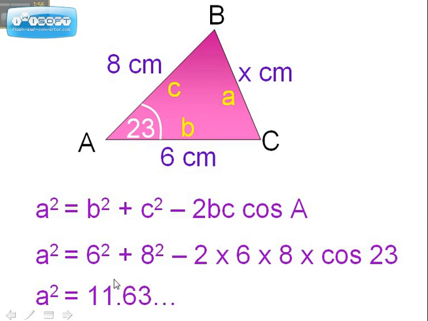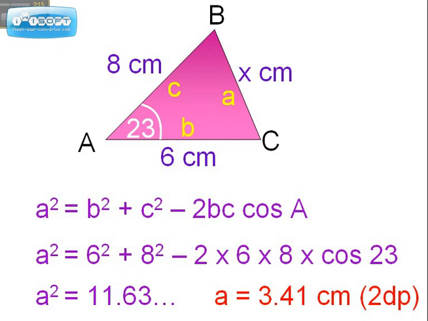Don't ever shorten it to 11.63 because you might lose some accuracy, which might make the answer wrong. So actually use the answer button, the A and S button, on the left of your equal sign. So you should have square root of your answer, then press equals, and you will get a to be 3.41. I've rounded that to 2 decimal places.